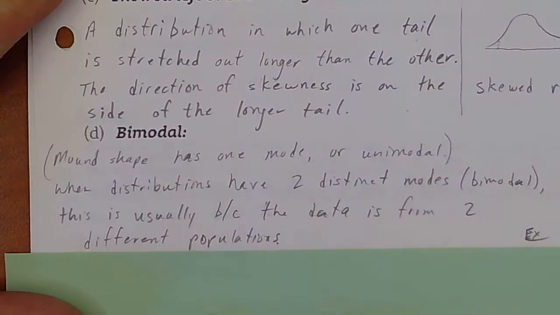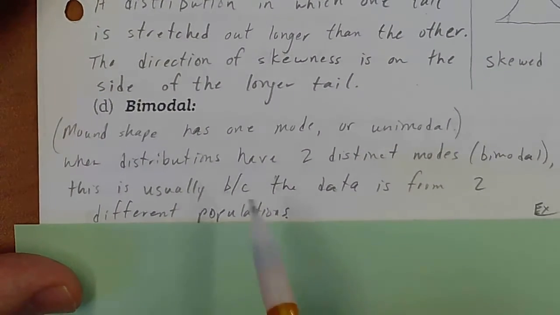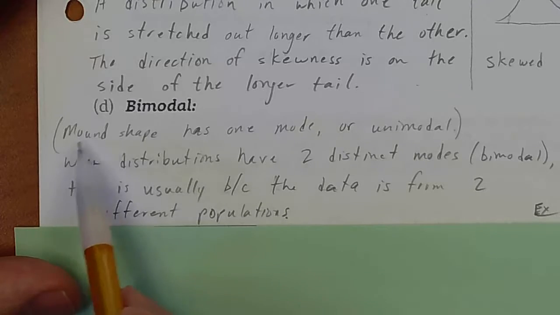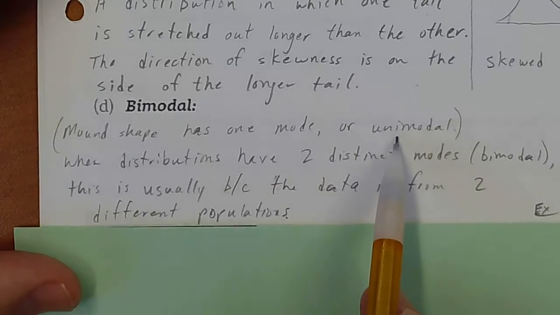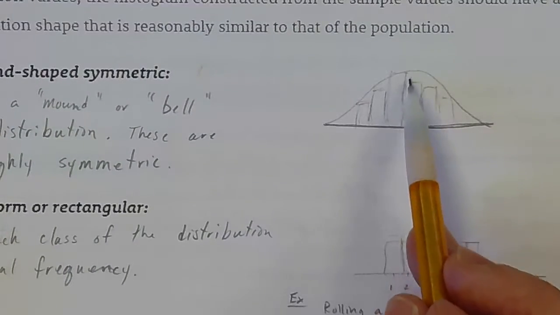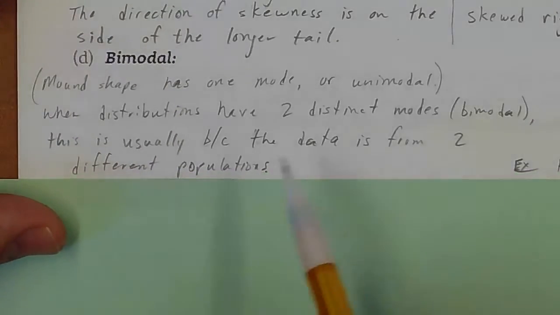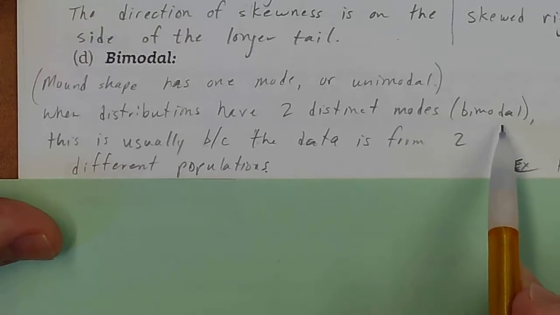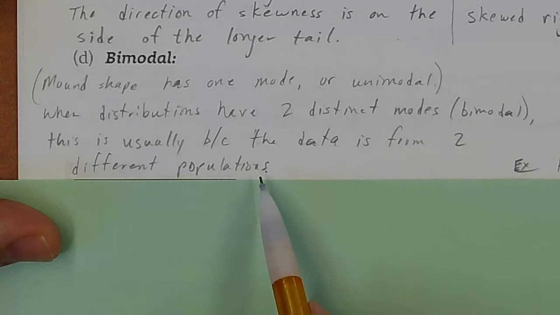Let's start with the explanation. I know there's a lot here. This is the majority of what we have to do today. All right, so I put in parentheses first, mound shape has one mode or unimodal, right? Because it's got a single peak up here, one mode. Bimodal usually has a separate peak. So when distributions have two distinct modes, this is usually because the data is from two different populations.